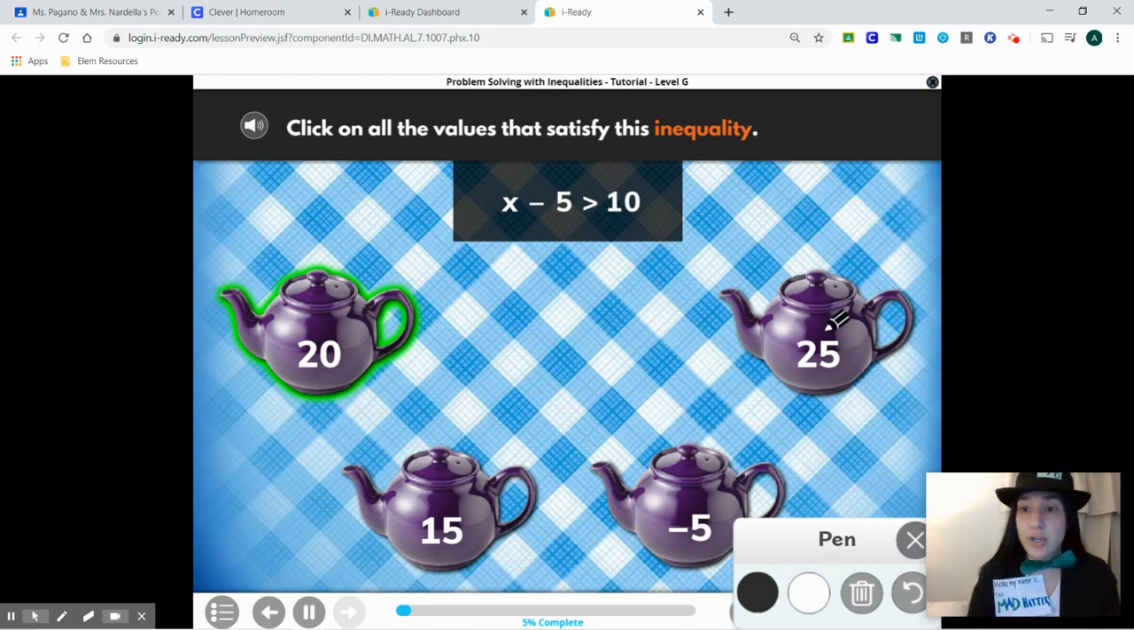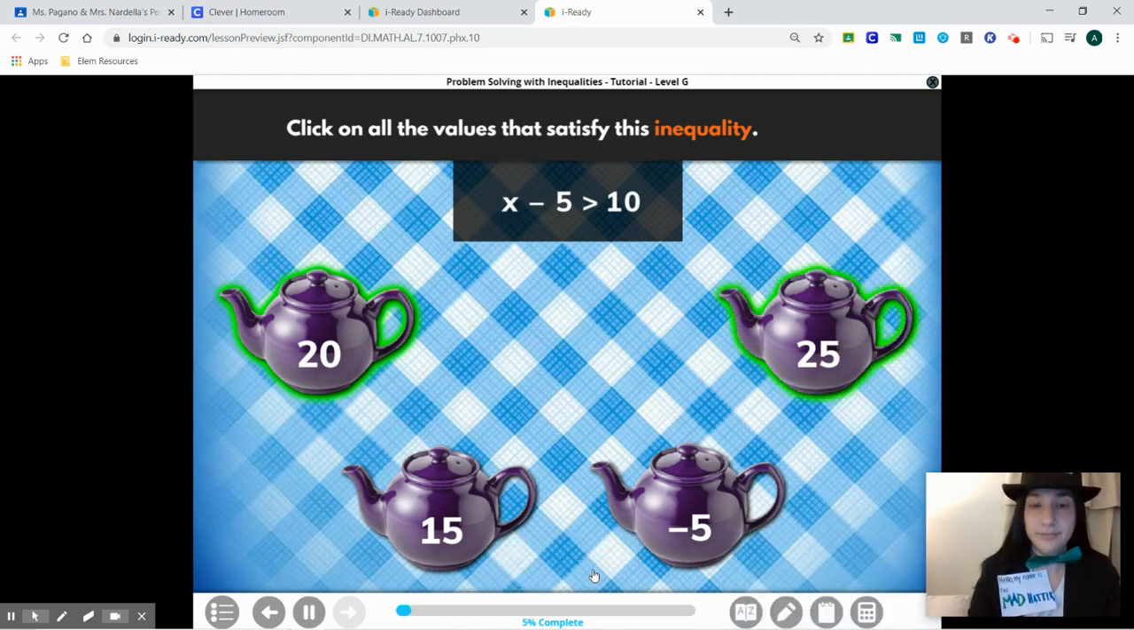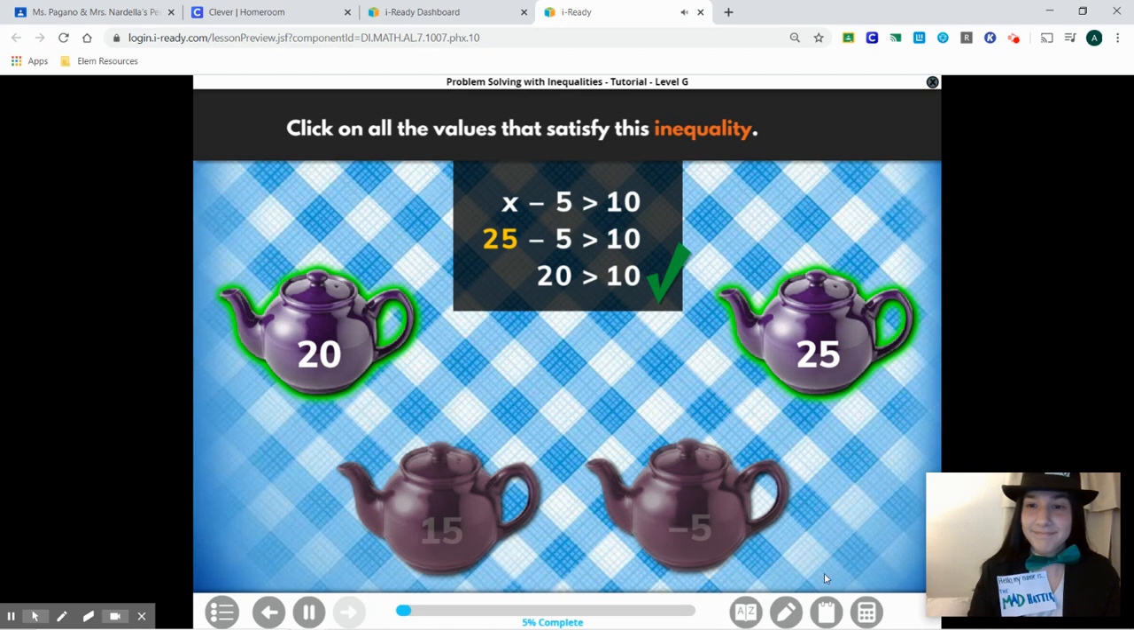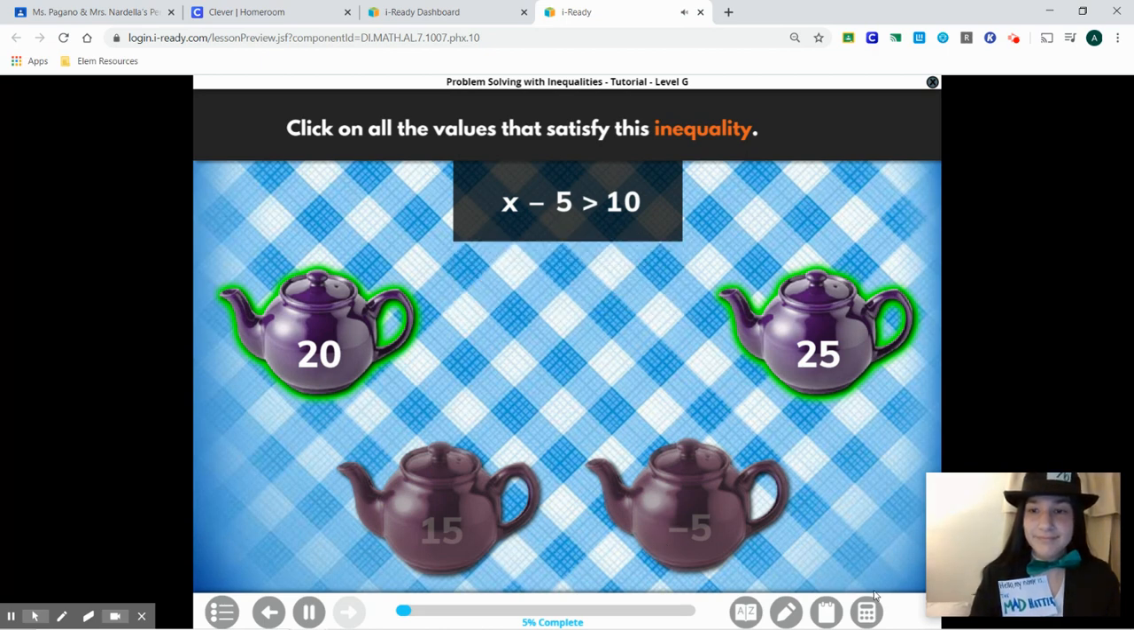Let's double check to make sure this is right before we select and submit. 25 minus 5 combines to give us 20, and 20 is greater than 10. So we know we are correct. Yes, 20 is most definitely greater than 10. Great, let's go on.